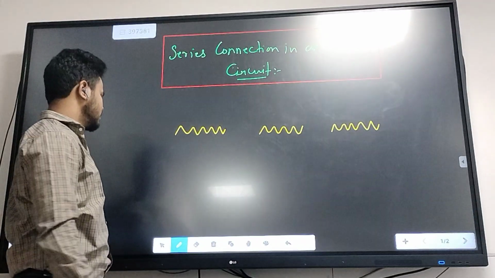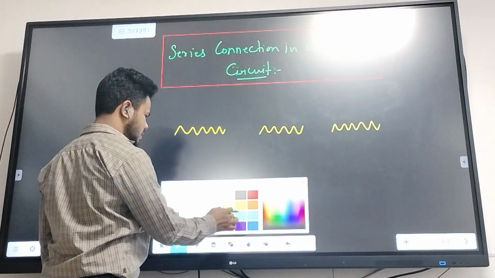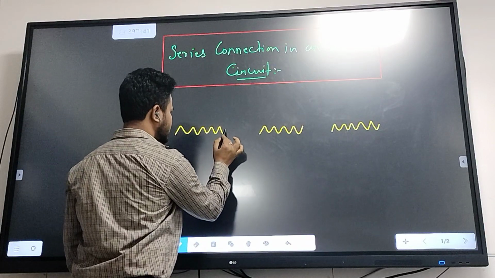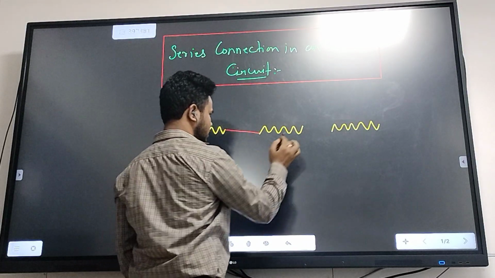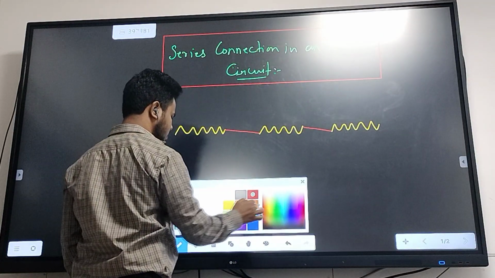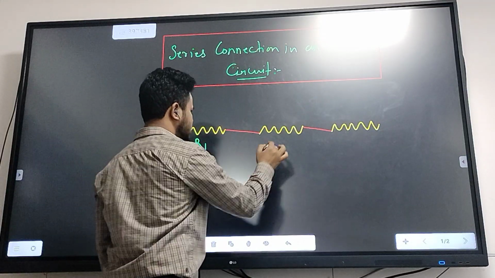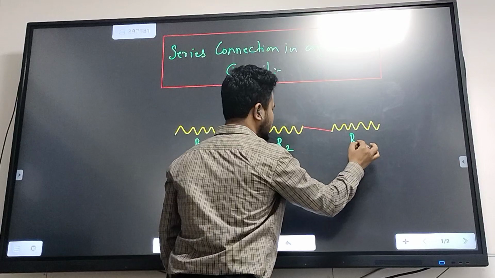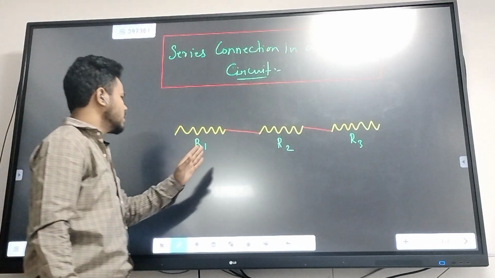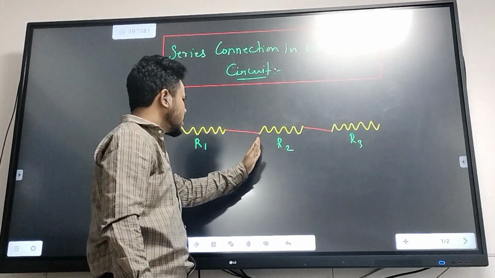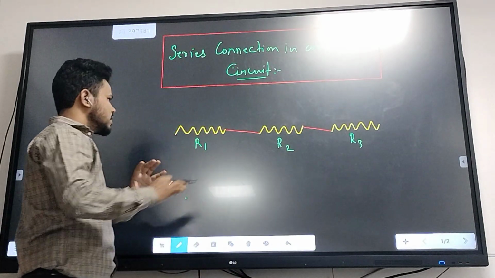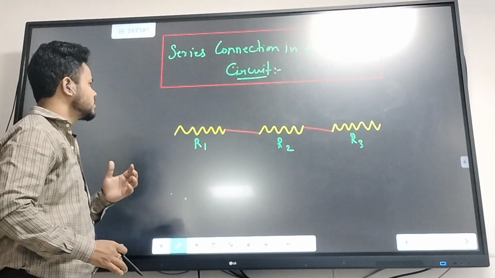If we try to connect end-to-end, the end of the first one to the start of the second one, and again the end of the second one to the start of the third one, and let's name this one R1, this one R2, and this one R3. This is the kind of connection which is called the series connection. If we connect these resistances in this way, we call it a series connection.